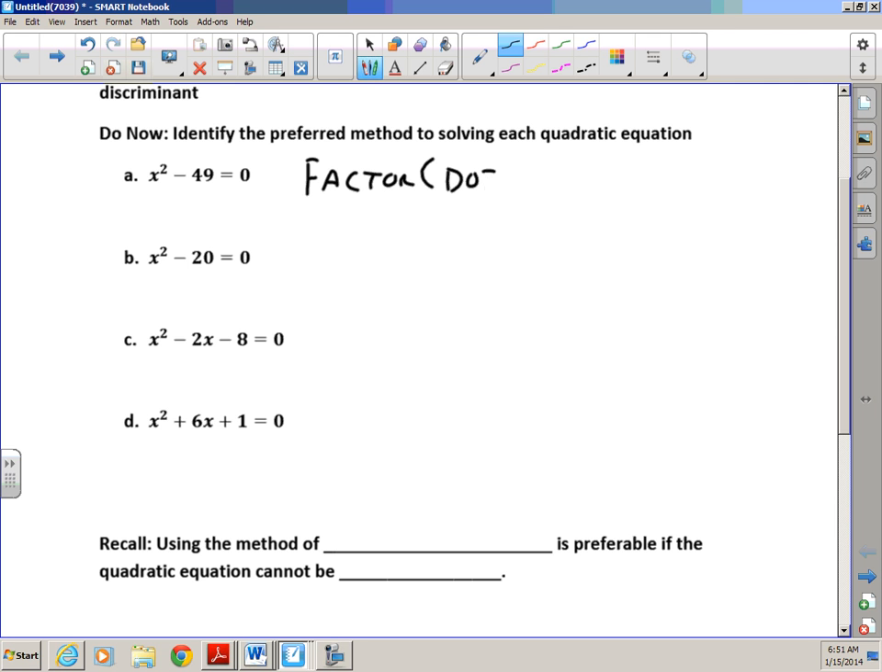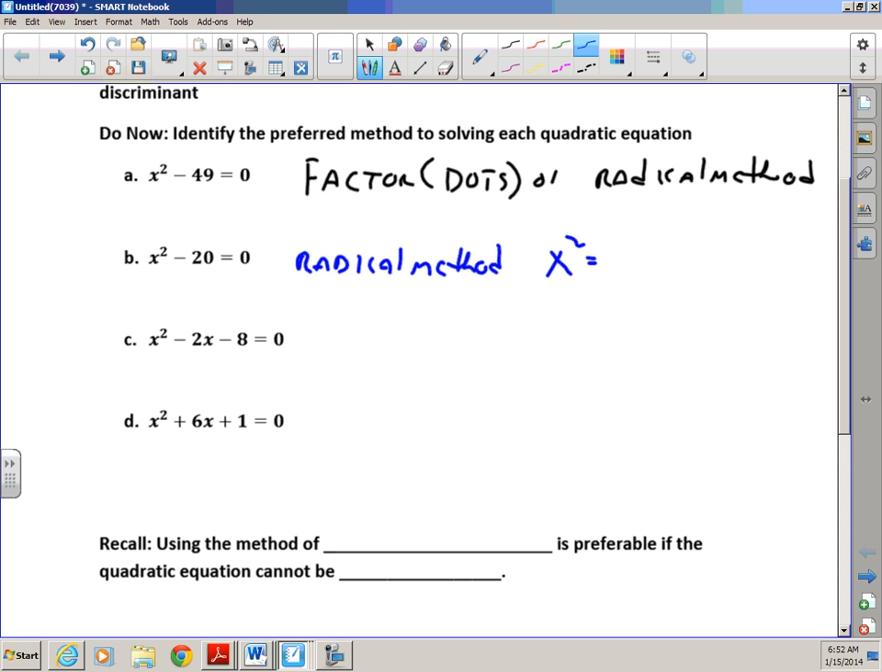So hopefully in the first one you see that you can factor using dots, or you can use the radical method, meaning you can move the 49 to the other side and solve it that way by taking the square root. And the next one, hopefully you're seeing you cannot factor because 20 is not a perfect square, so you have to do the radical method, which means you add 20 to both sides, you get x squared equals 20, so x is equal to plus or minus the square root of 20. And then you could just look that up on the calculator. Next one, hopefully you can see that you'll factor using I am.